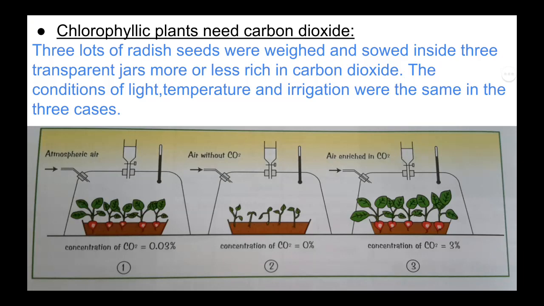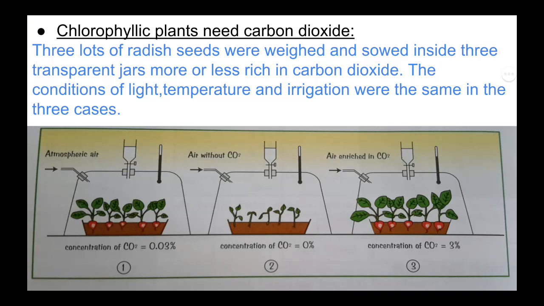As we can see, in the first lot, we're giving it atmospheric air. The concentration or percentage of CO2 was 0.03%. We can see optimal growth of the chlorophyllic plant. It's growing healthy. The growth is optimal, which is medium. While in the second lot, the concentration of CO2 is 0%, we can see that the plants wilted. They are not giving the radish fruit and they're not healthy.